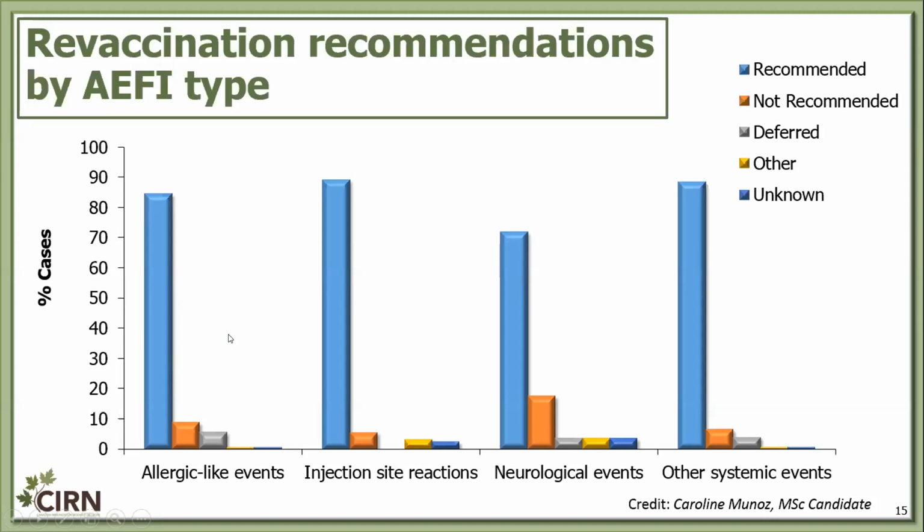So up to 85–95% of those with allergic events and injection site reactions are recommended to continue on with vaccination. It's a little bit lower for neurologic events where they're more likely to be advised against immunization. And again, that likely reflects the severity of those types of events as well as uncertainty around the role of the vaccine in many of those types of events. And we'll discuss a case in a little bit that will illustrate that better.